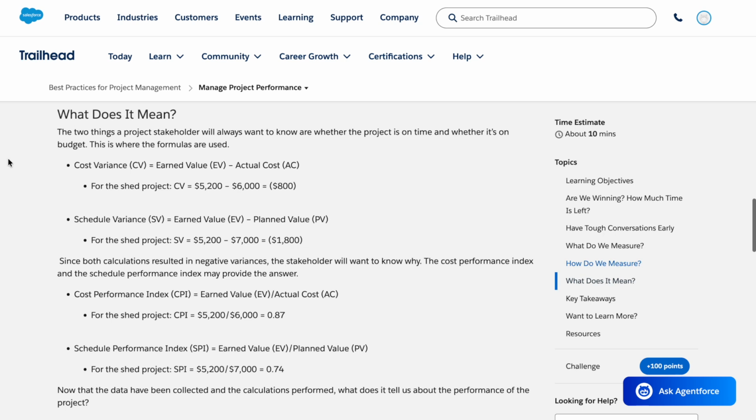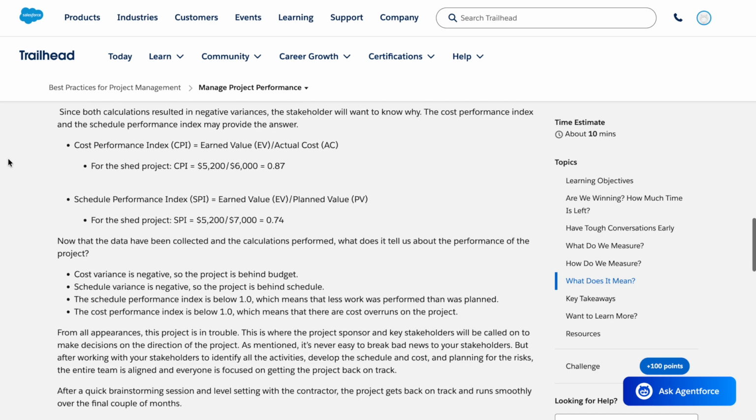The Cost Performance Index and the Schedule Performance Index may provide the answer. Cost Performance Index equals earned value divided by actual cost. For the shed project, CPI equals $5,200 divided by $6,000 equals 0.87. Schedule Performance Index equals earned value divided by planned value. For the shed project, SPI equals $5,200 divided by $7,000 equals 0.74.